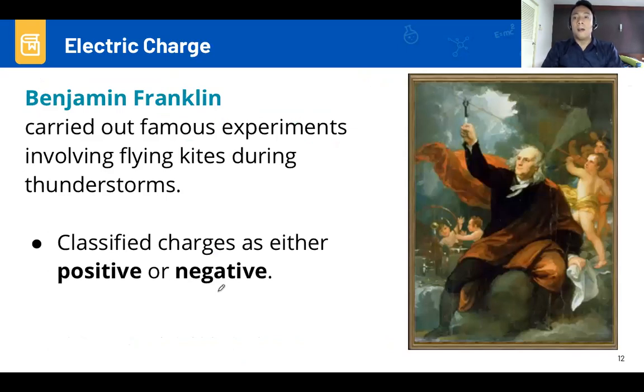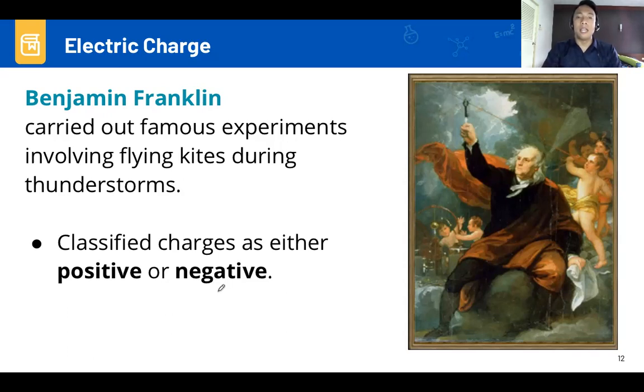So the following scientists, ito yung mga nag-describe or experiment about electric charges. Benjamin Franklin carried out famous experiments involving flying kites during thunderstorms. Ginamit niya yung kite para pag-aralan kung paano siya nakaka-attract nung thunderstorms or paano magkakaroon ng lightning. So he classified charges as either positive or negative. Hindi pa siya sure doon, so ang theory lang niya is dalawang charges: we have positive and negative.